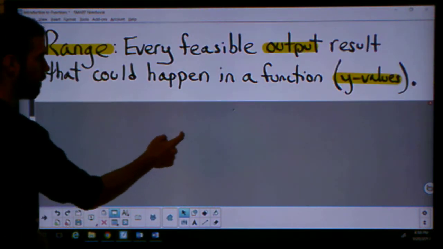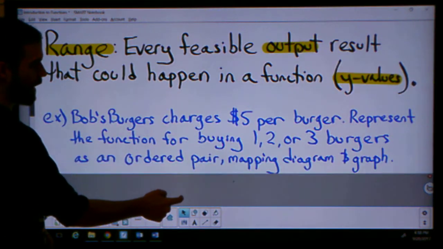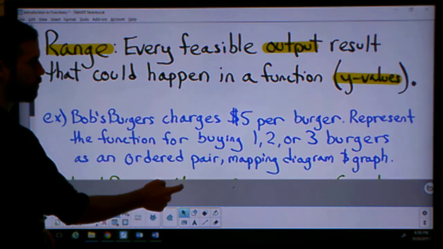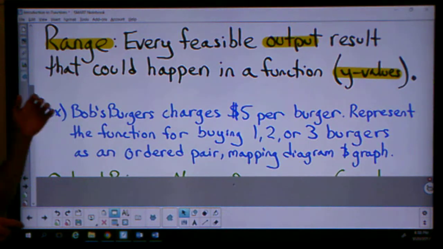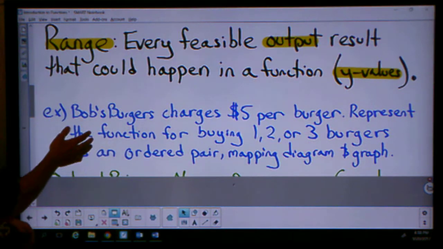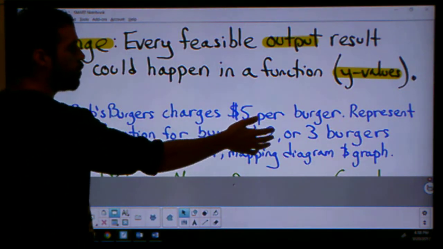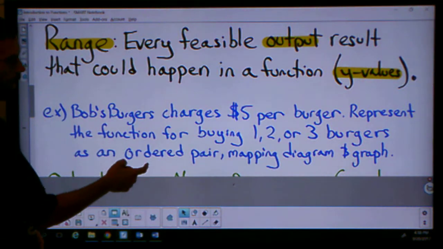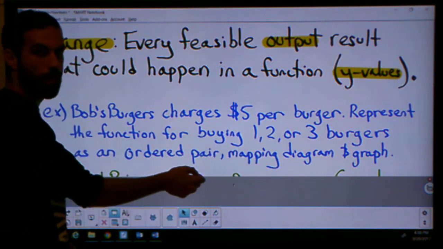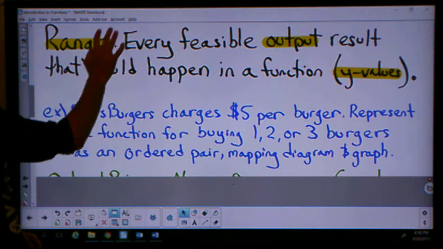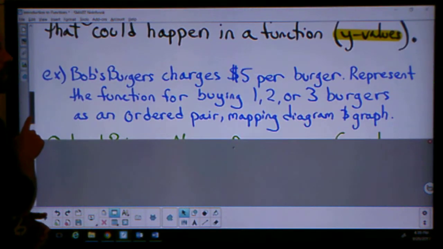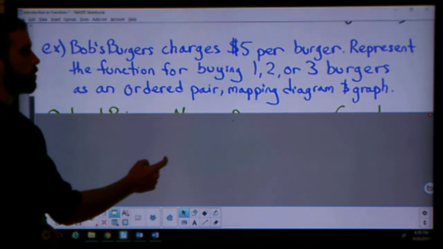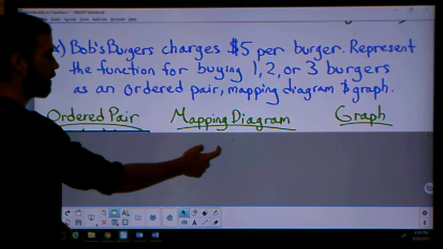Now moving right along, let's look at an example that kind of highlights this point. Bob's Burgers charged $5 per burger. Represent the function for buying 1, 2, or 3 burgers as an ordered pair, a mapping diagram, and a graph. So this is just covering what we were doing just right up above here. So this would be a time to perhaps pause the video if you need to practice this, or simply keep going if you just want to see how everything is worked out.